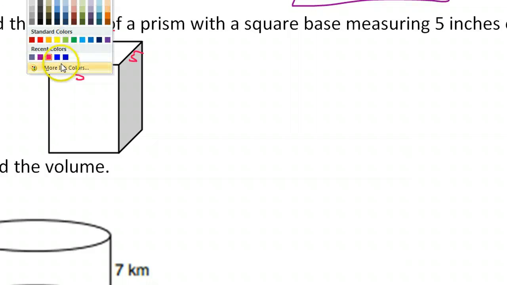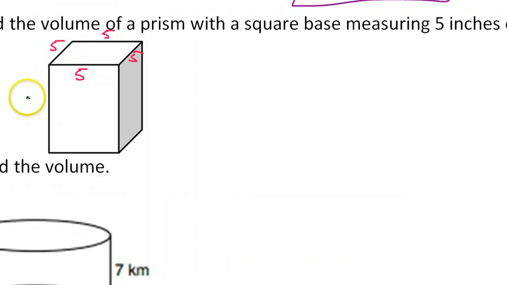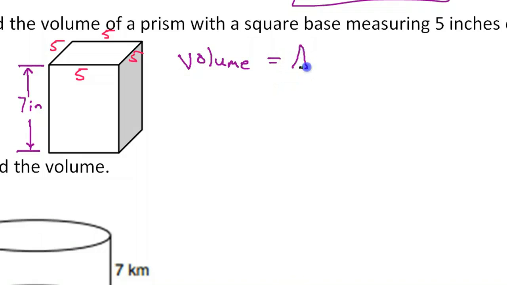Let me do a different color for fun. I'll just do the purple. So 7 inches, that's the height. So we're talking about this. We know that the volume of a prism is equal to the area of the base times the height.